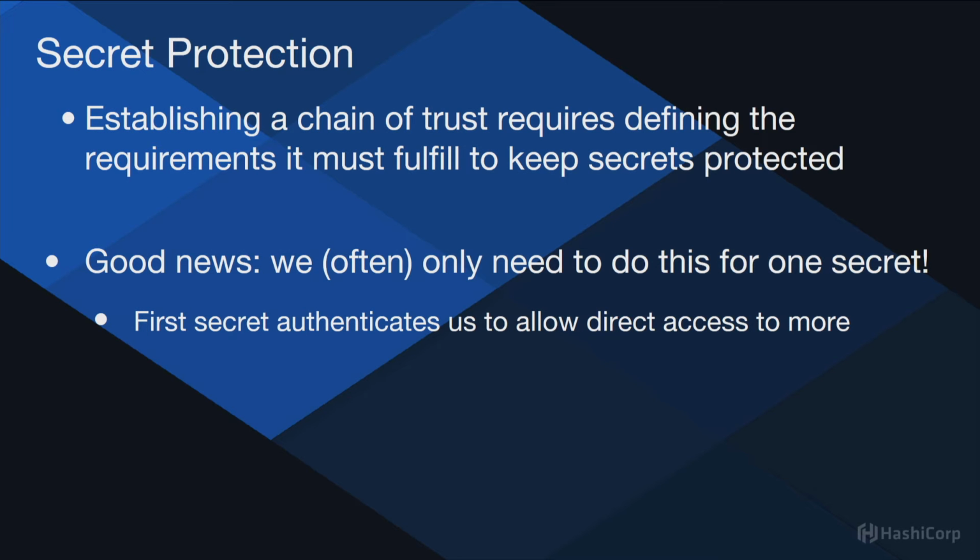All right. So establishing a chain of trust requires defining the requirements that must be fulfilled to keep that secret protected. That's kind of an abstract notion, but the good news is we often only need to do this for one secret. So the first secret can authenticate us to get access to more. When you're talking about something like Vault, this will be your Vault token. You get your initial Vault token, and you use that to get access to other things.